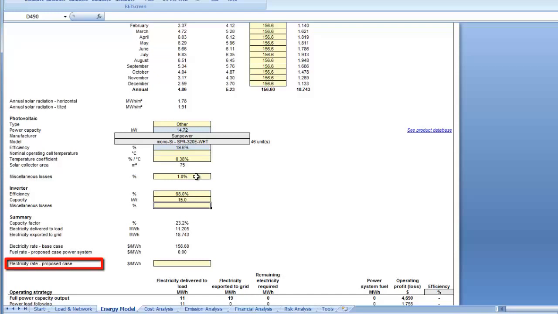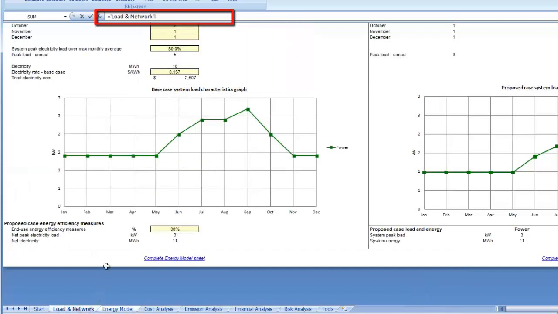The electricity rate proposed case cell is used to enter the electricity rate for the proposed case system, which represents the rate paid for electricity delivered by the utility after the implementation of the proposed project. This we know is equal to $157 per megawatt hour, so we can enter the following formula to carry that value over from the load and network model.